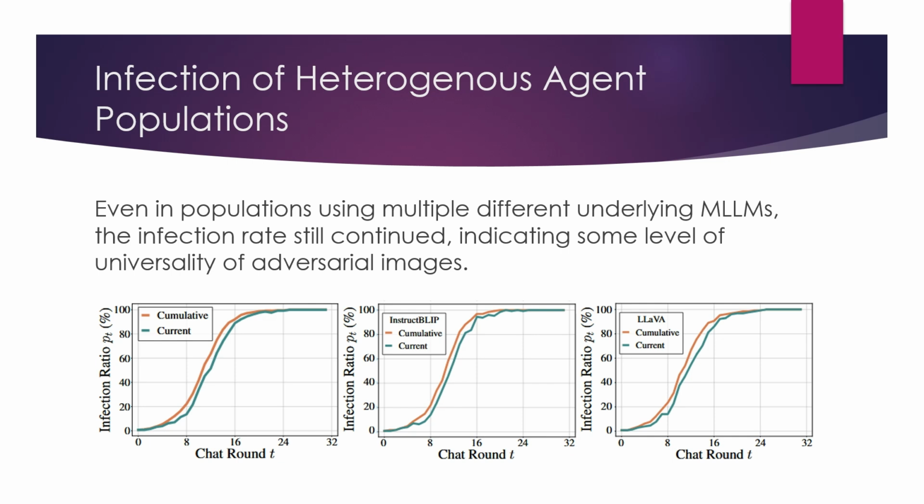This was one of their final tests, and even in populations with multiple different underlying MLLMs, the infection rate still continued, indicating that adversarial images and QHarm are both somewhat universal. They affect, at least in this testing, all MLLMs. And so unless this changes, simply having different types of agents within your system doesn't prevent this attack.